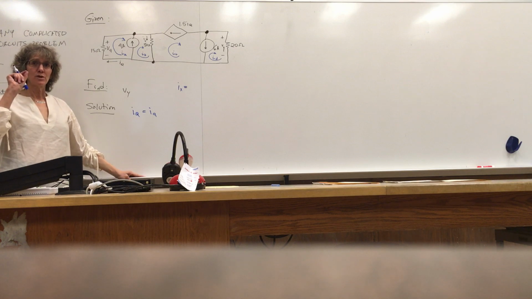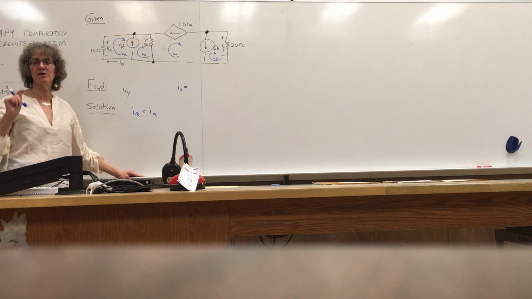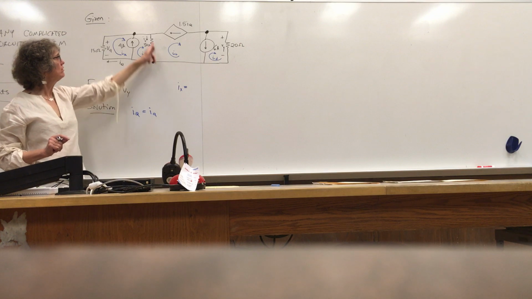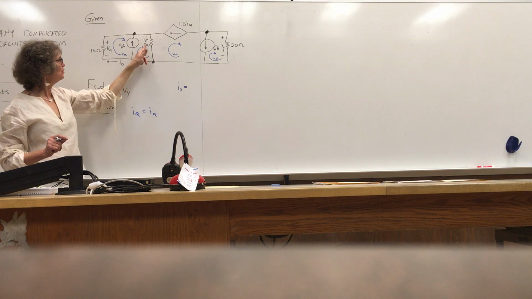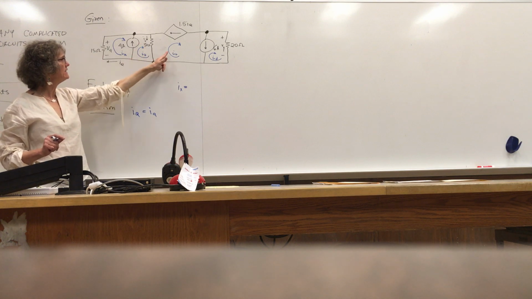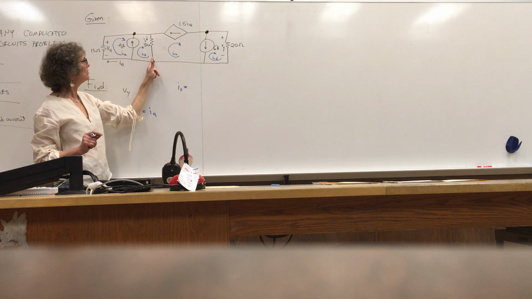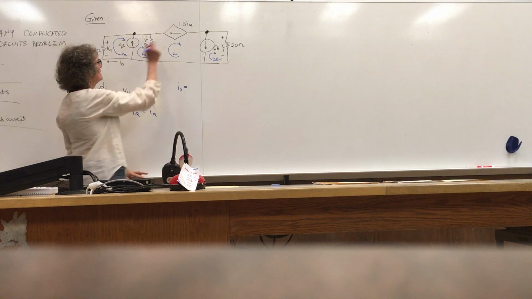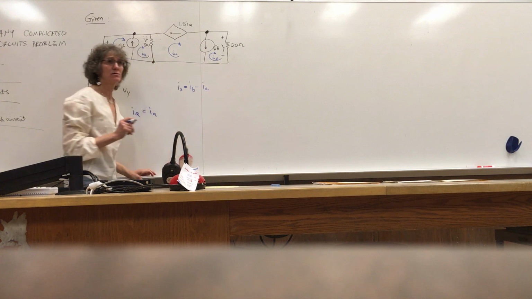Okay, so I want everybody to make sure that you really understand the concepts of a mesh current and how it relates to branch currents. IX is the total current in this branch here. IB is the current that circulates in this mesh. IC is the current that circulates in this mesh. So both of these mesh currents are in this branch. So the branch current IX is equal to IB minus IC.